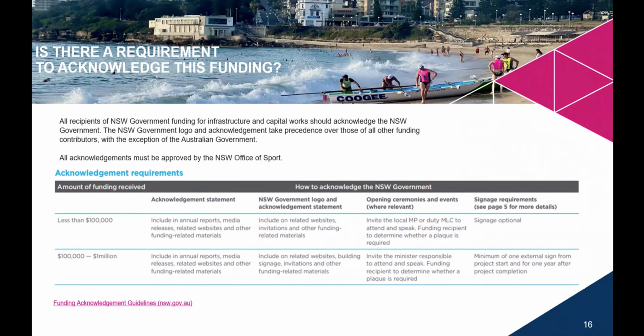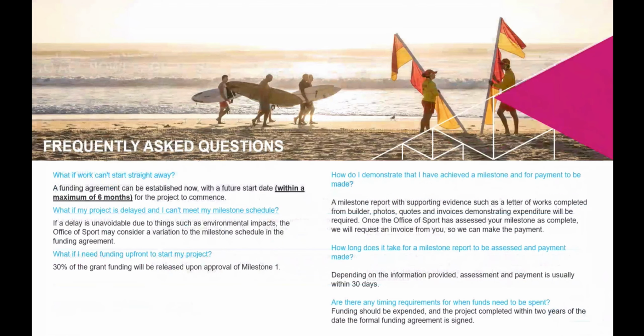Okay, some frequently asked questions that we've put together. We've got 6 questions. So I'll go through them one by one, and hopefully this may answer some questions that you may be thinking of at the moment. So what if work can't start straight away? A funding agreement can be established now with a future start date, but this needs to be within a maximum of 6 months for the project to commence. So needs to be within 6 months.